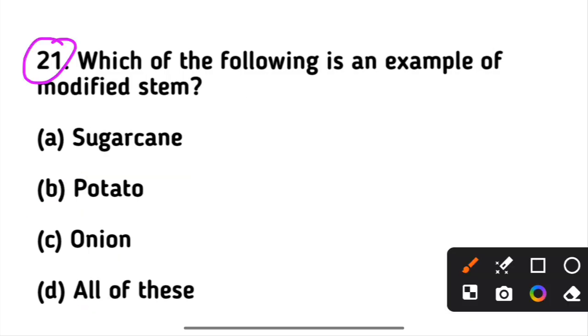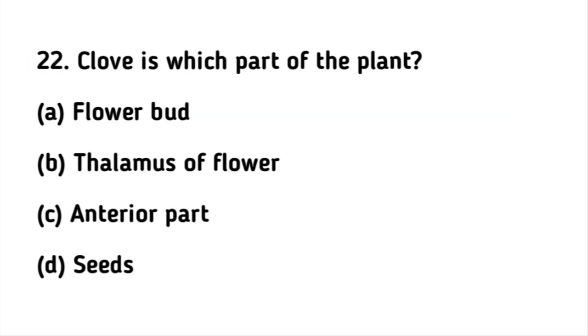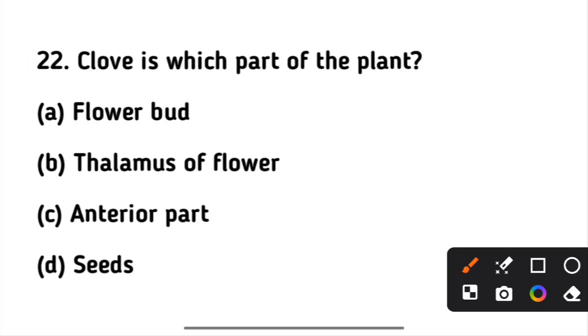Which of the following is an example of modified stem? Option A, sugarcane. Option B, potato. Option C, onion. Option D, all of these. Option D is correct. Sugarcane, potato, onion, all are modified stems. Next question. Clove is which of the plant?